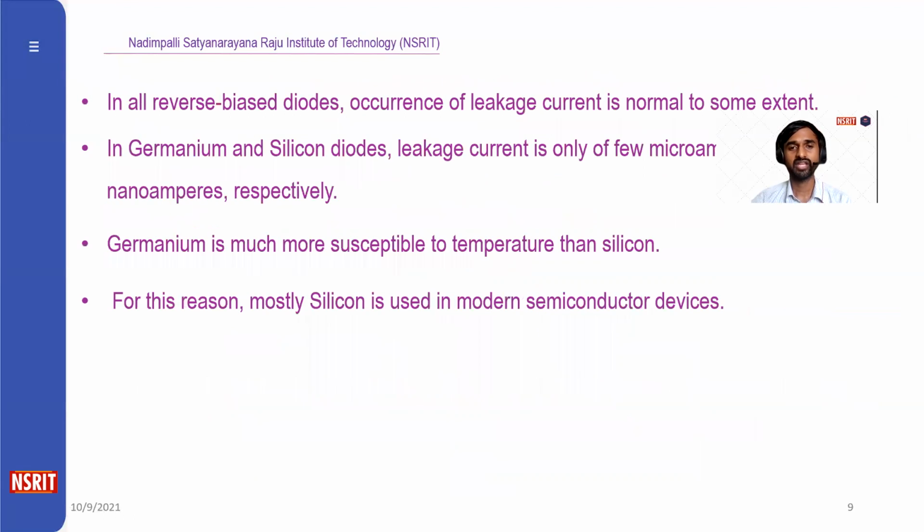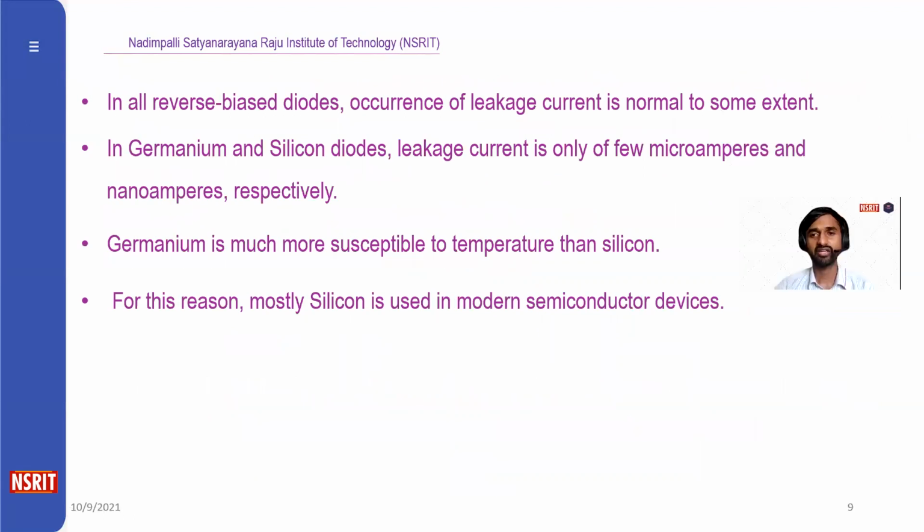Now, if the temperature is increased, the leakage current will also get increased. If you consider germanium and silicon materials, germanium is very much susceptible to changes in temperature. That is, if the temperature increases, the leakage current in germanium material will increase drastically when compared to the leakage current of a silicon material. That is why in modern electronics, silicon is the most preferred semiconductor material.